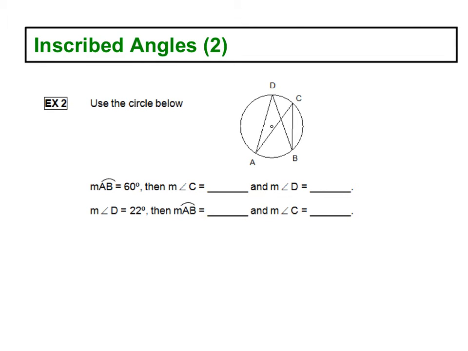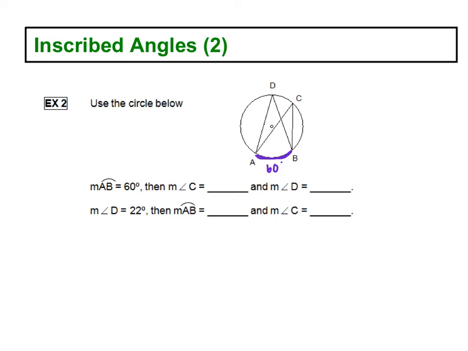All right, here's our second example working with our inscribed angles. We've got a circle with a bunch of stuff going on in it, so let's look at what we have. You see this arc measure: the measure of arc AB is equal to 60 degrees. So if I find where arc AB is, that means from A to B, this arc right here is 60 degrees.